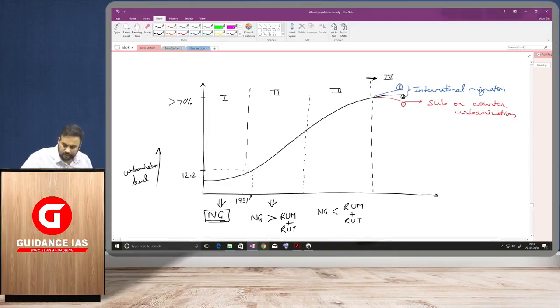So this is the point. ठीक है, so this is what? This is the first period that we saw of the urban, when the urban transition, beginning of urban transition in India. After this we'll see.